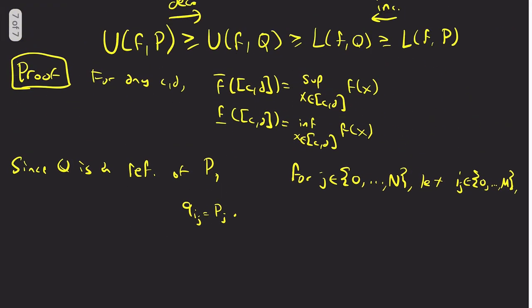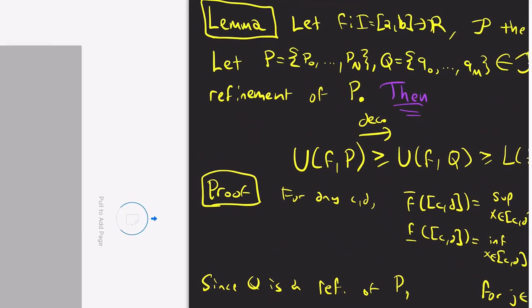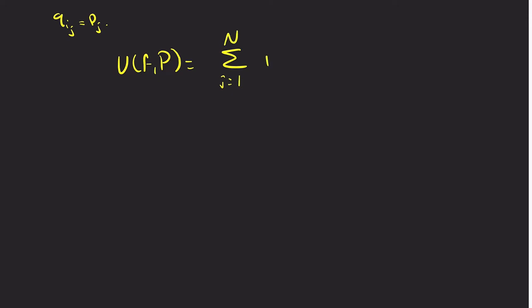And I'm starting to run out of space here. So we're going to have some inequalities, so I'm just going to go to a new page here. So we have Q sub i_j equals p_j. That's basically where we're at. And I'm just going to compute this sum here. Well, this is just, by definition, so again, this bar being on the top just means supremum.